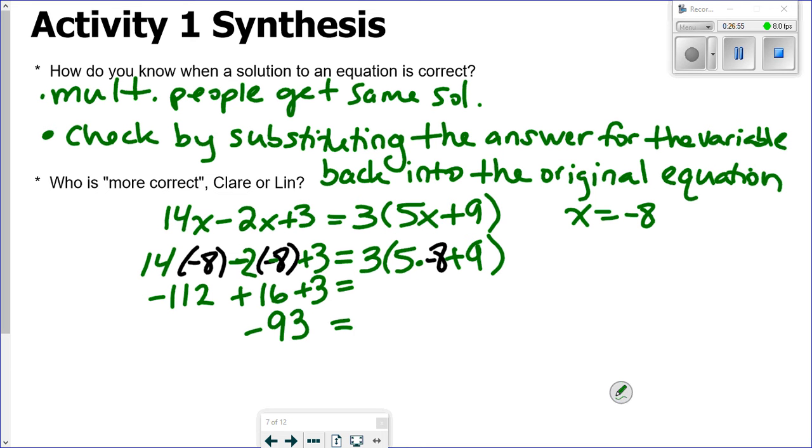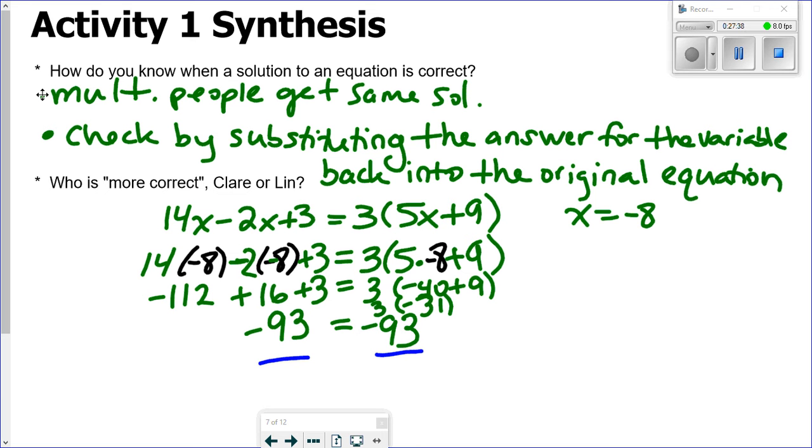On the right-hand side of the equation, I know based on order of operations, I'm going to deal with my parentheses first and do 5 times -8, and I get -40. And then I need to add 9 to -40. So -40 plus 9 gives me -31. And I'm left with 3 times -31. And when I do that math, -31 times 3, I do in fact get -93 on both sides of the equation. So it does check out.